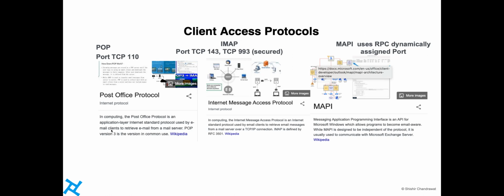At least it's a very good protocol as compared to POP. But it is not an excellent protocol like MAPI. MAPI and ActiveSync are Microsoft protocols, and the benefit of both of these protocols is that, like I told you, POP and IMAP download the email from the mail server.